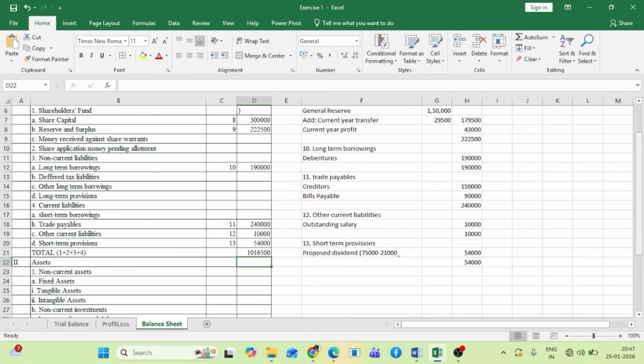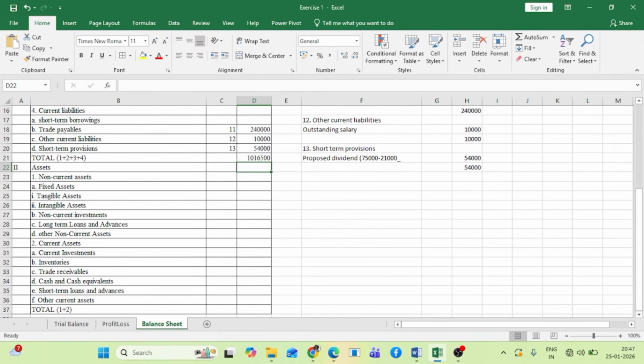Now we'll see the asset side of the balance sheet. The first component is your non-current assets, and under non-current assets, the first one is your fixed assets. Fixed assets consist of two components. One is your tangible assets, another one is your intangible assets. Now, if you see the trial balance, we have three tangible assets: building, machinery, and furniture.